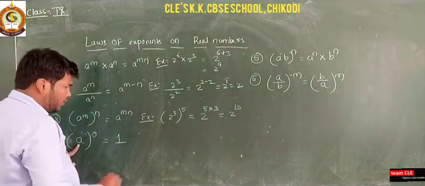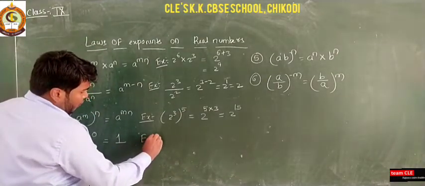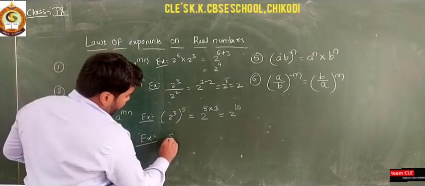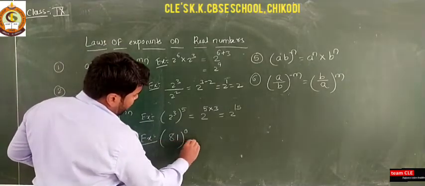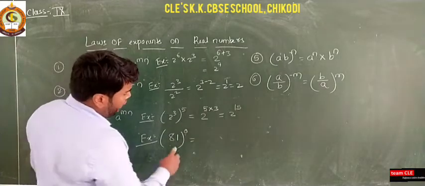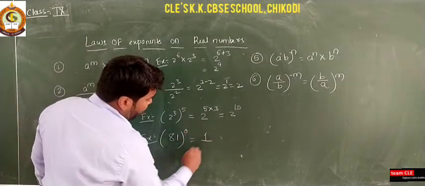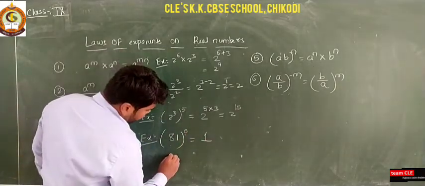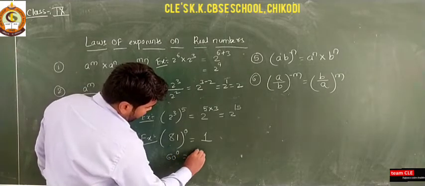Similarly, as an example for a raised to 0, I write 81 whole raised to 0. Anything raised to 0 is always 1. Similarly, 60 raised to 0 is also 1.